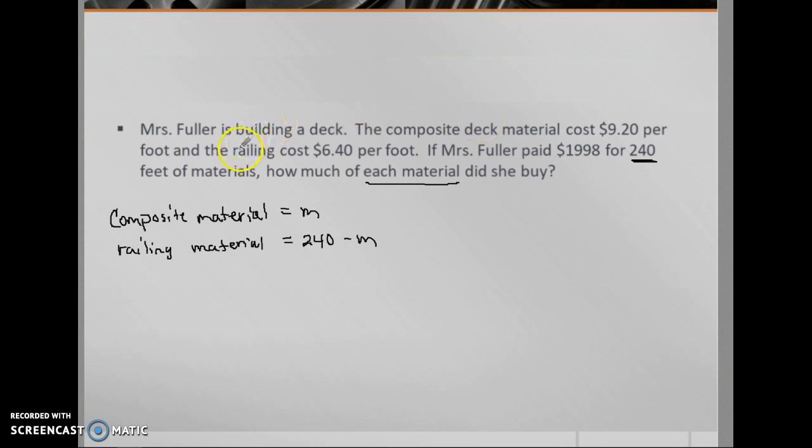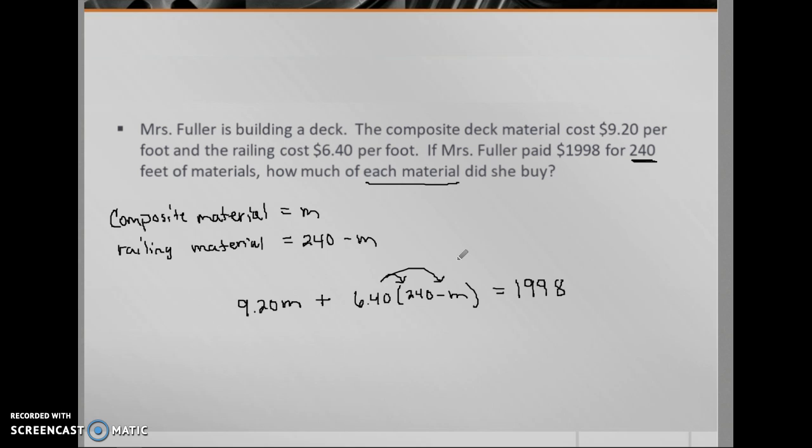So the deck material and the railing material has to add up to $1,998. So our deck material, or composite deck material, is $9.20 times M, representing our feet of material, plus our railing material is $6.40, so plus $6.40 times our number of feet of materials here, so 240 minus M, set equal to 1,998.